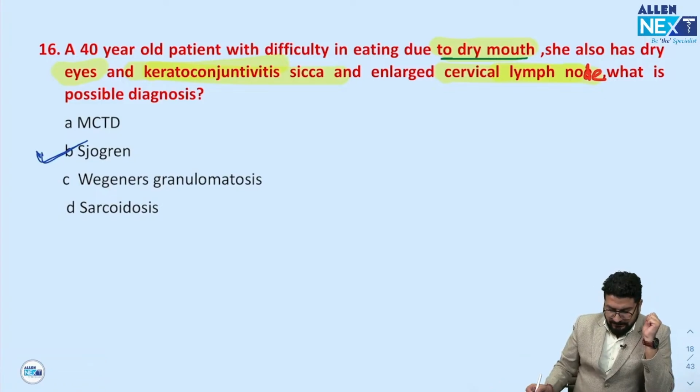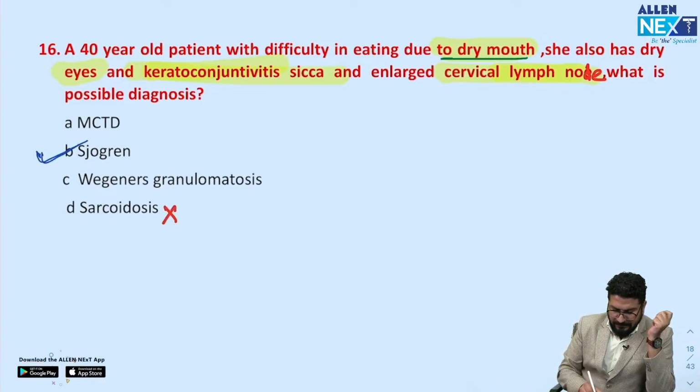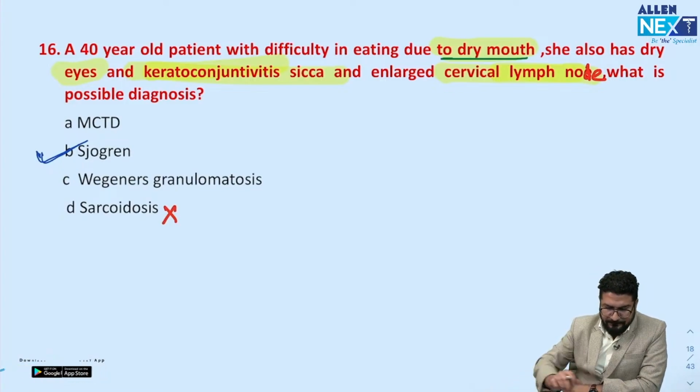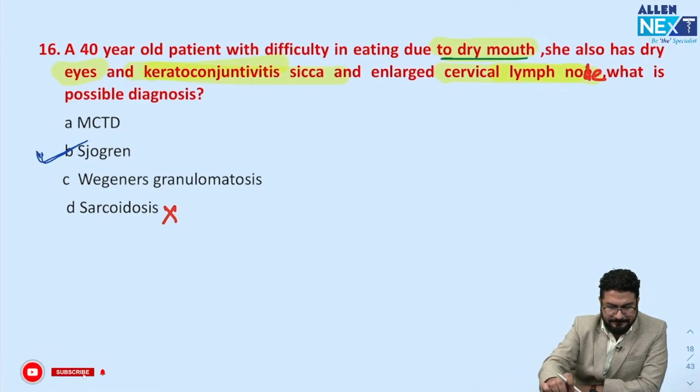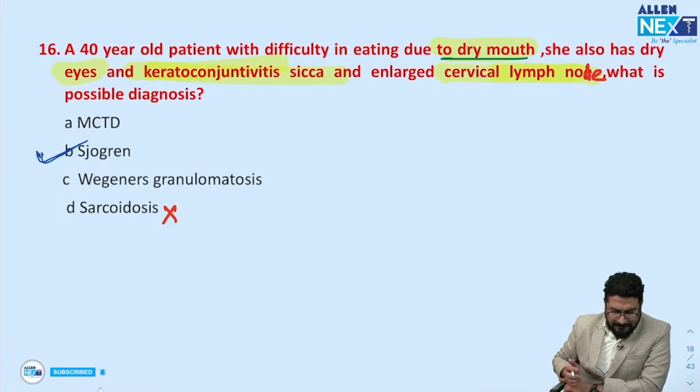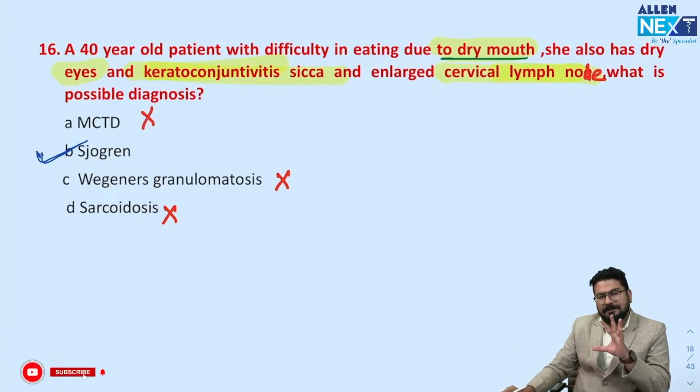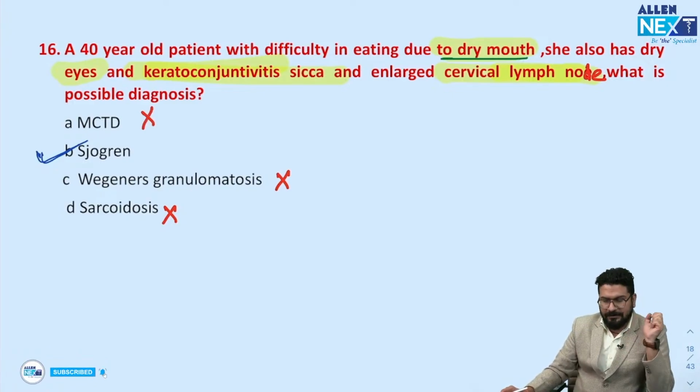Is it clear? So sarcoidosis is ruled out, as is Wegener's granulomatosis. There was also a question on Wegener's granulomatosis, so that also we'll discuss later on. Don't worry. Moving ahead. In Wegener's, it's mainly a vasculitis, so you will not see these dry features. MCTD is the condition where you see features of 2 or more autoimmune conditions.